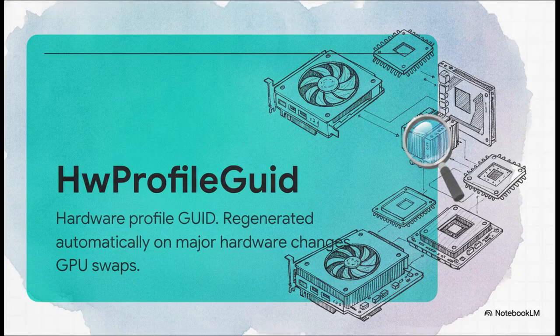Third, we have the Hardware Profile Guide. Just like it sounds, this key tracks your specific hardware configuration. It essentially hashes together your components, and it'll only regenerate automatically if you do something pretty drastic, like swap out a GPU or a motherboard. And why does this matter? Well, it's how the OS confidently knows it's dealing with your exact machine day in and day out, even if your IP address totally changes.